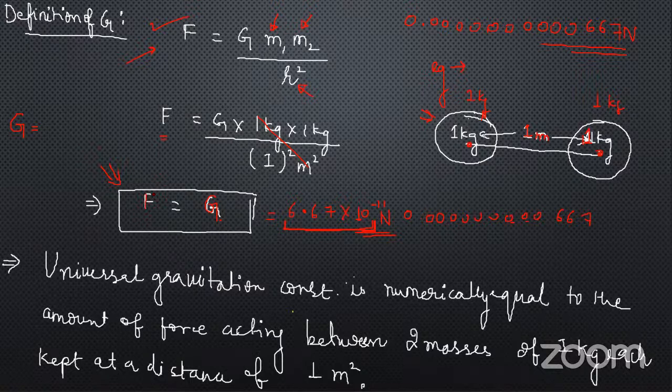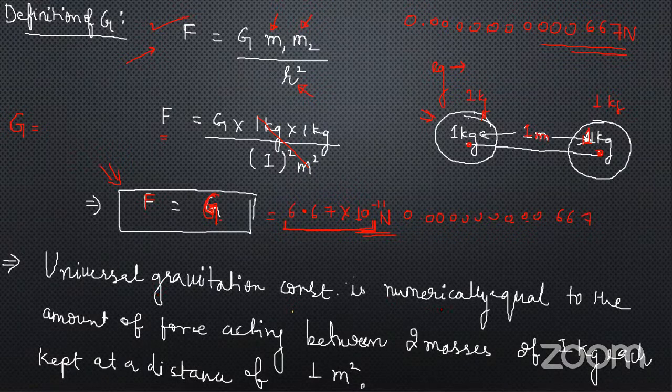Because here we saw that the force came out to be equal to G, the value of G, in the case where the masses were of 1 kg and the distance between them was 1 meter. So you can understand it like this: the universal gravitation constant is basically the force which exists between two 1 kg masses which are 1 meter apart from each other. So this is the definition.